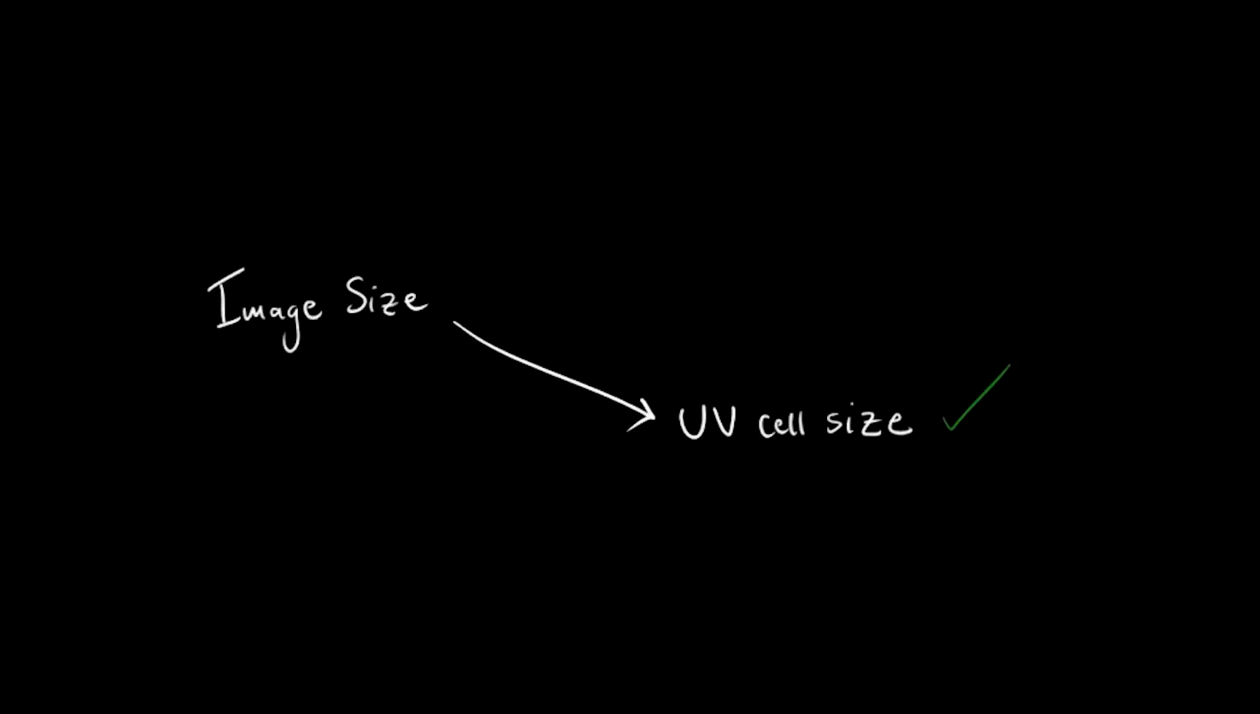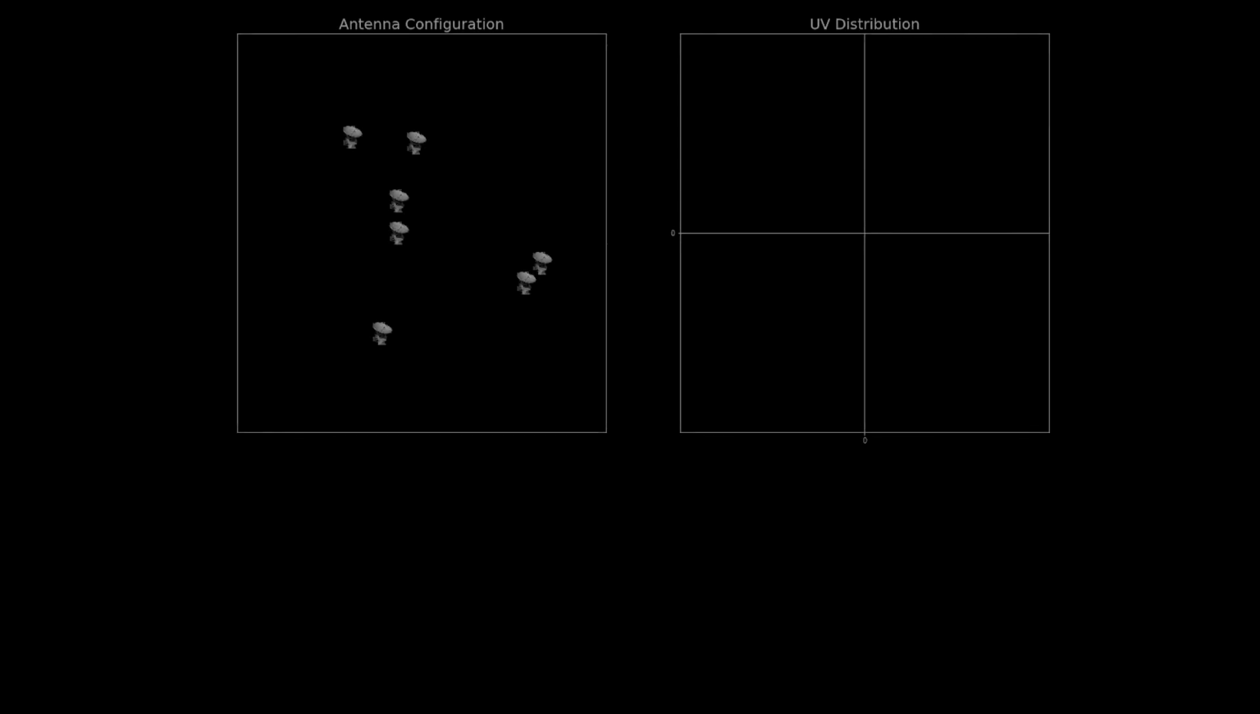We've examined the impact of the total image size on the UV cell size. Now let's look at the impact of the UV grid size on the image cell size. At this point, it is useful to think about the construction of an ALMA image in terms of individual baselines or pairings of antennas.